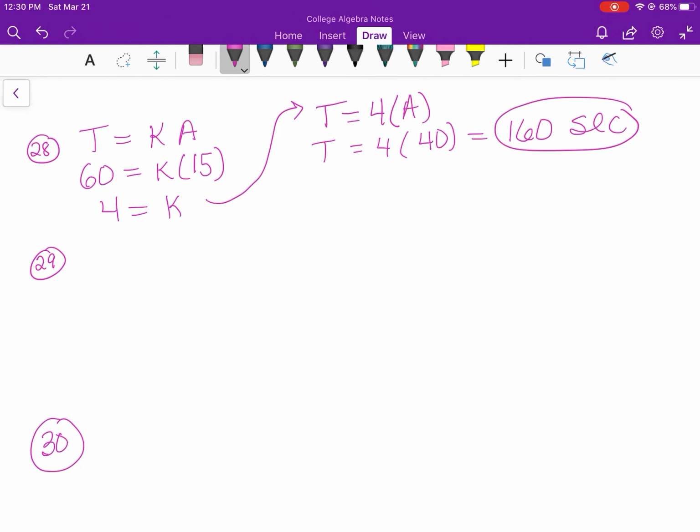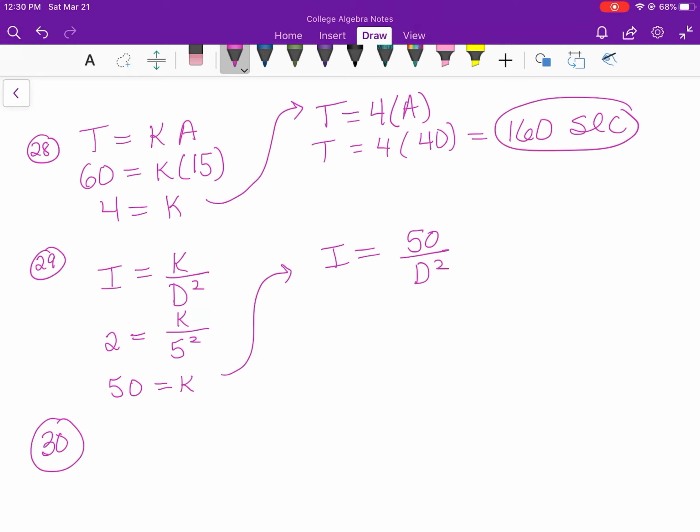29. Intensity varies inversely, so k over the square of the distance d. Intensity is measured in foot candles. It is 2 when the object is 5 feet from the light source. So k over 5 squared. 25 times 2 is 50. Start over.